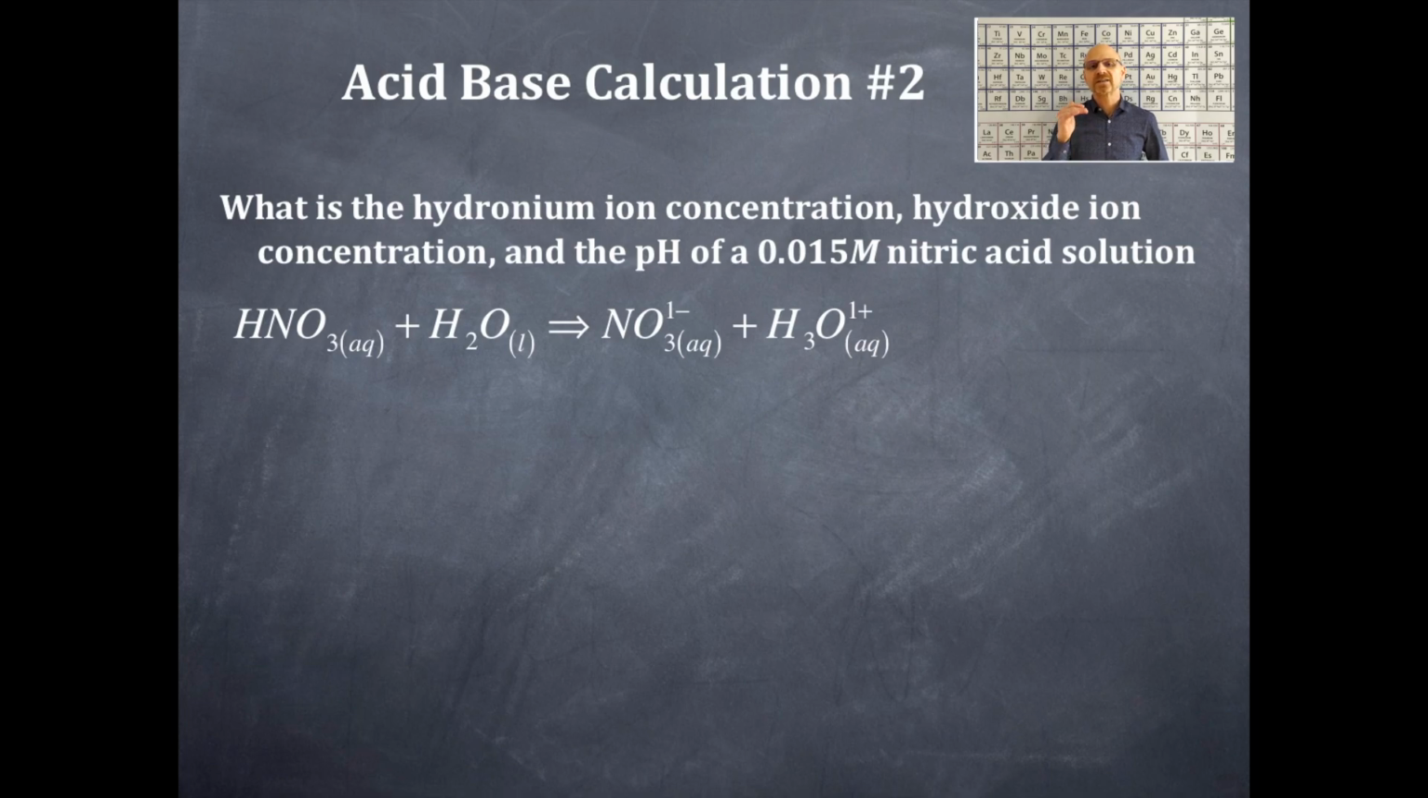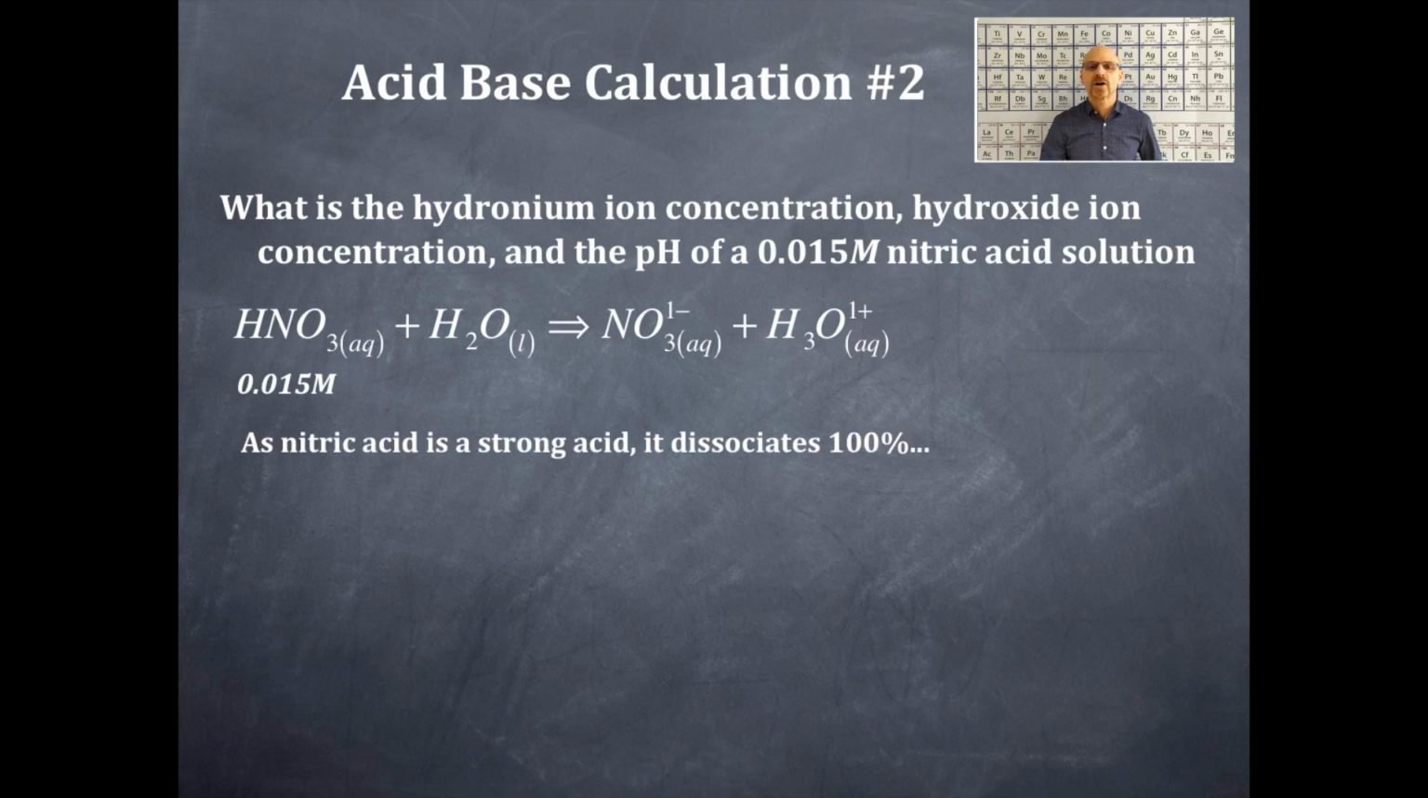You should see that the single arrow between the reactants and the products is a unidirectional arrow, and it is not an equilibrium arrow whatsoever. That means that this acid is a strong acid. So I have a 0.015 molar HNO3, that's the nitric acid concentration. Nitric acid is a strong acid, like I said before. It's one of the seven strong acids, and it dissociates or ionizes 100%.